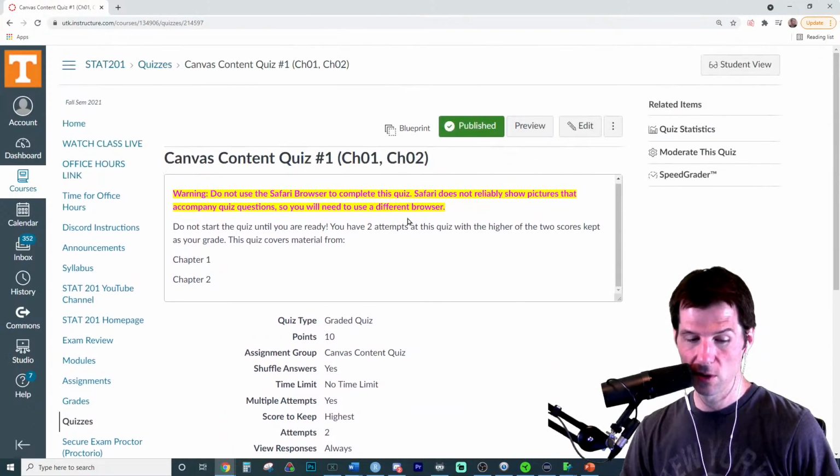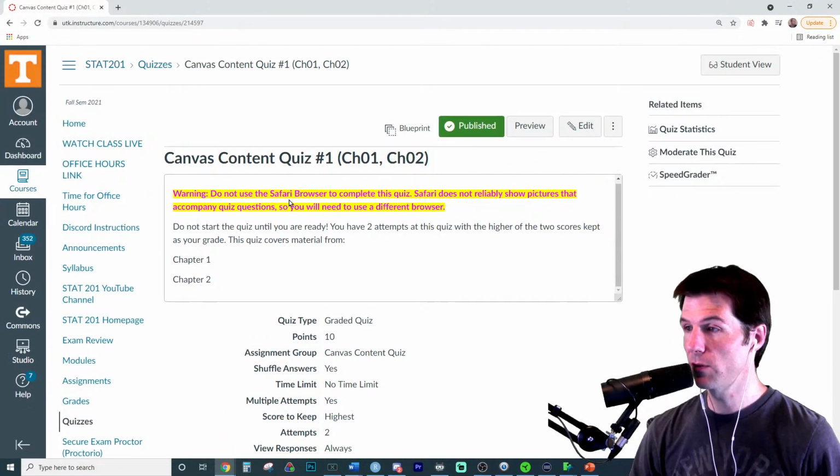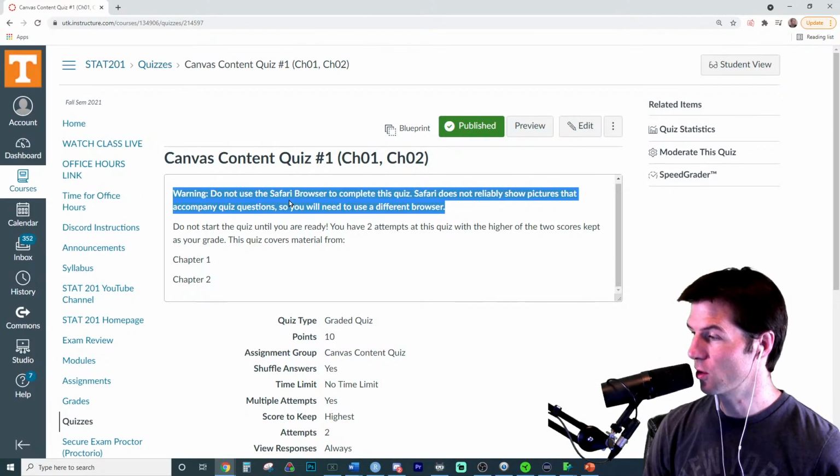So make sure you're using, do not use Safari. Don't use Safari. Use Chrome.